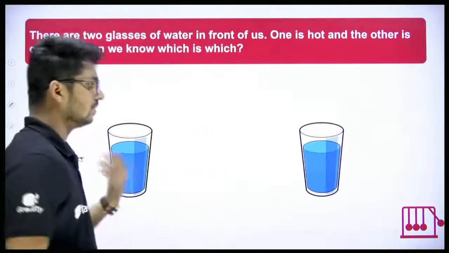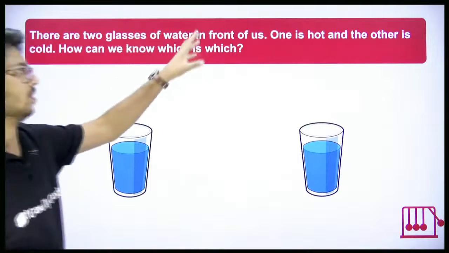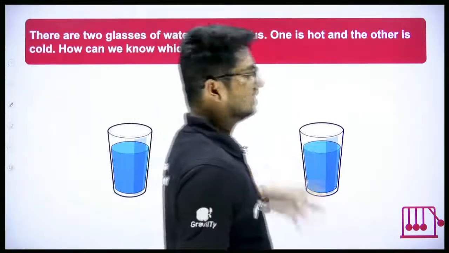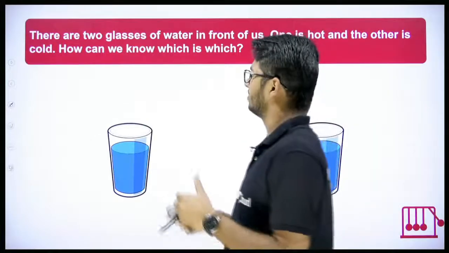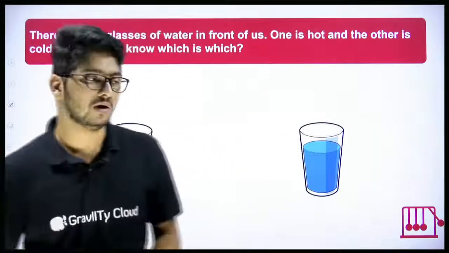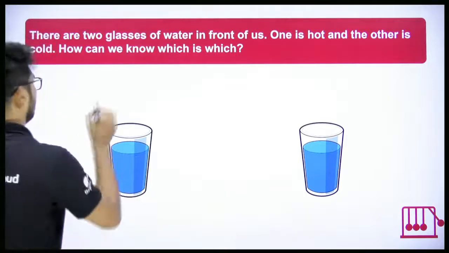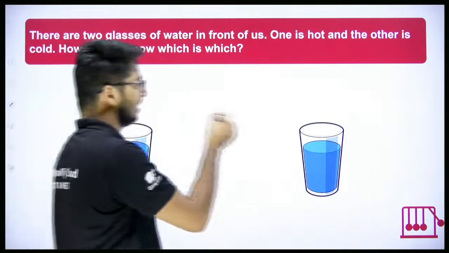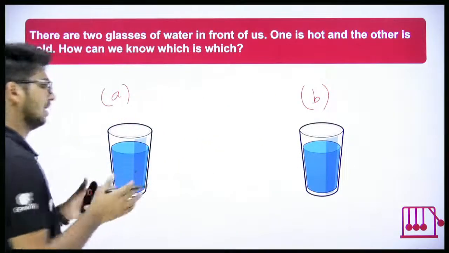Chalo. Now another simple question for us. There are two glasses of water in front of us. One is hot and the other is cold. How can we know which glass is cold and which glass is hot? Alright, if I say this is glass A, this is glass B, so how do we know which is cold and which is hot?